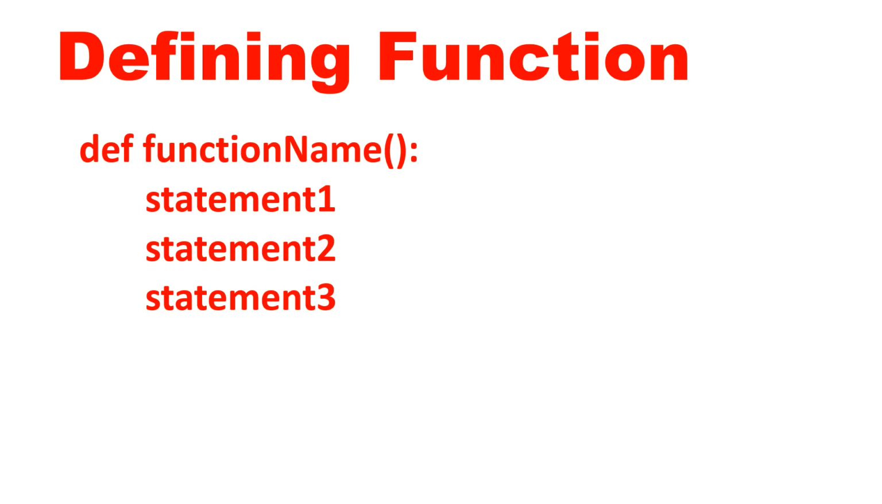Now we will learn how to define a function. For creating a function, we write def, then the name of the function, then round brackets. After putting round brackets, we have to write a colon. Then we press enter and write the statements of the function.